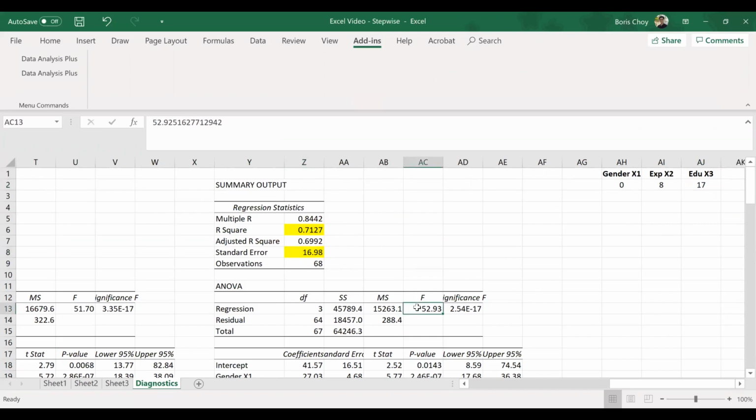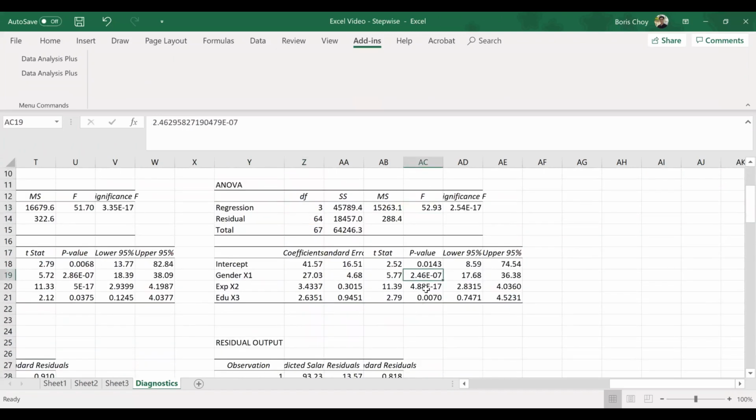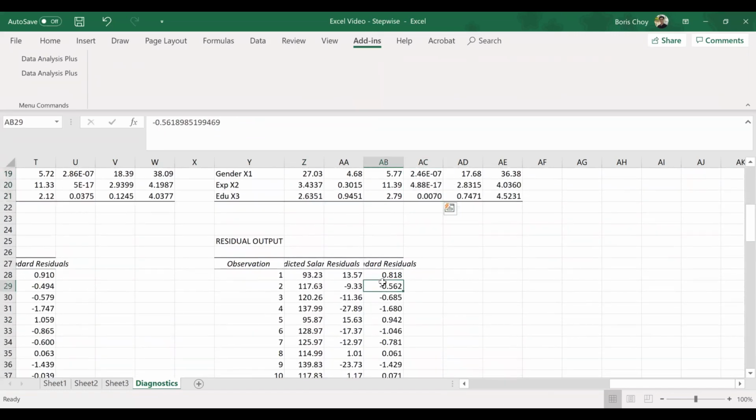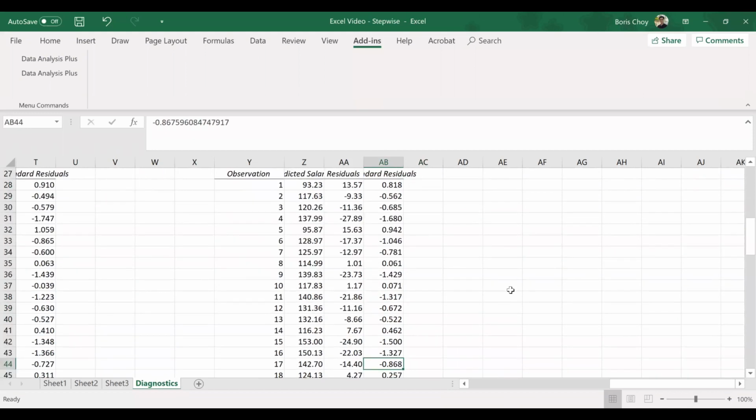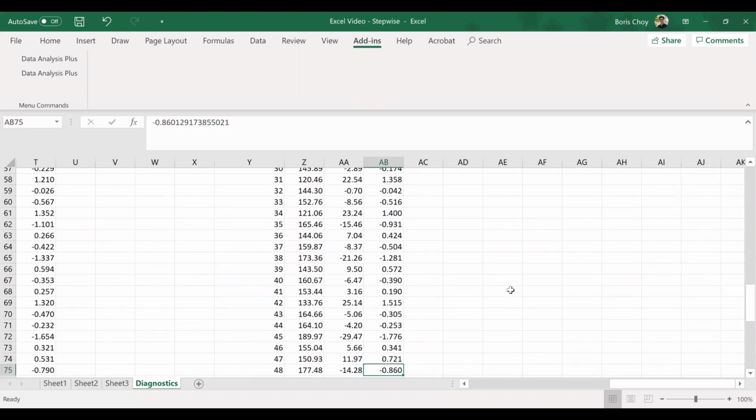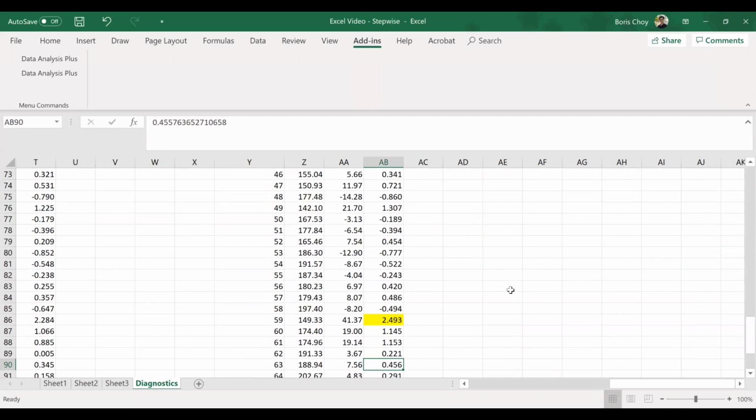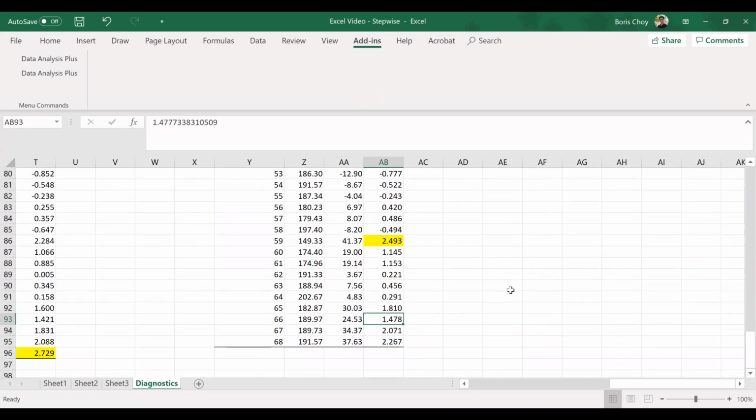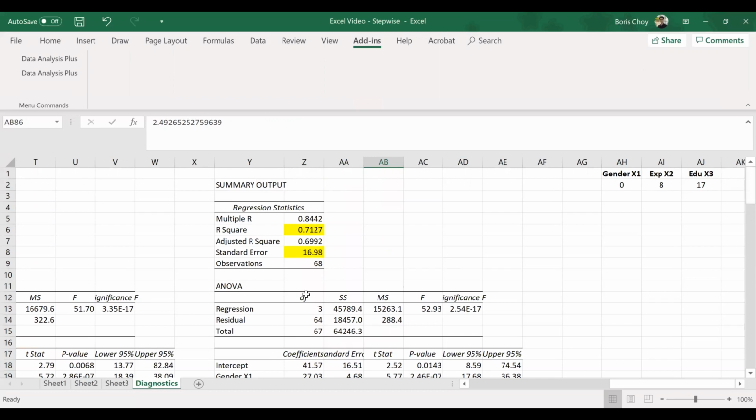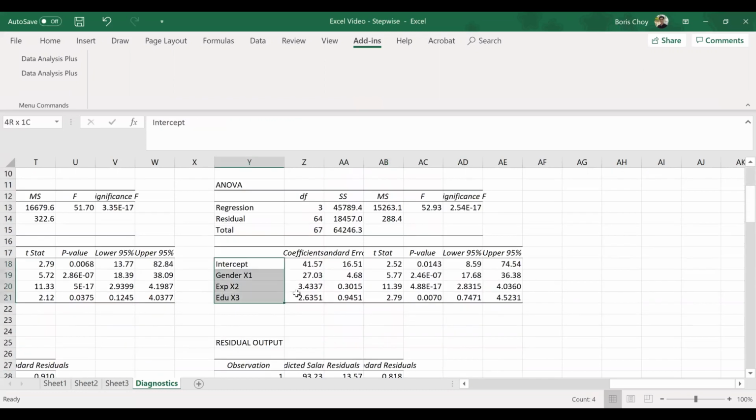The model is significant at the 5% level. X1, X2, X3 are significant as well. We look at the standardized residual, and now the biggest one is 2.493. Maybe we just leave it because we have already deleted two observations. This one is optional. It's close to 2.5. We just leave it. So this is the final regression model that we can use.